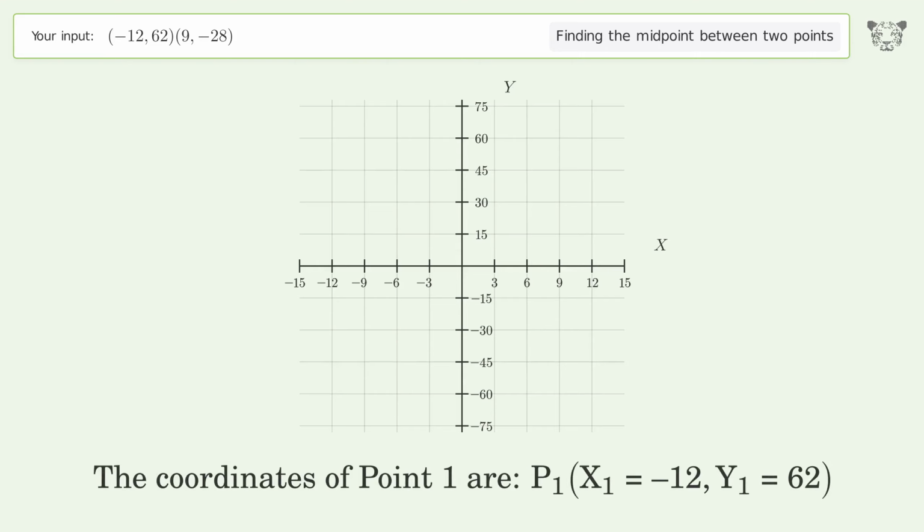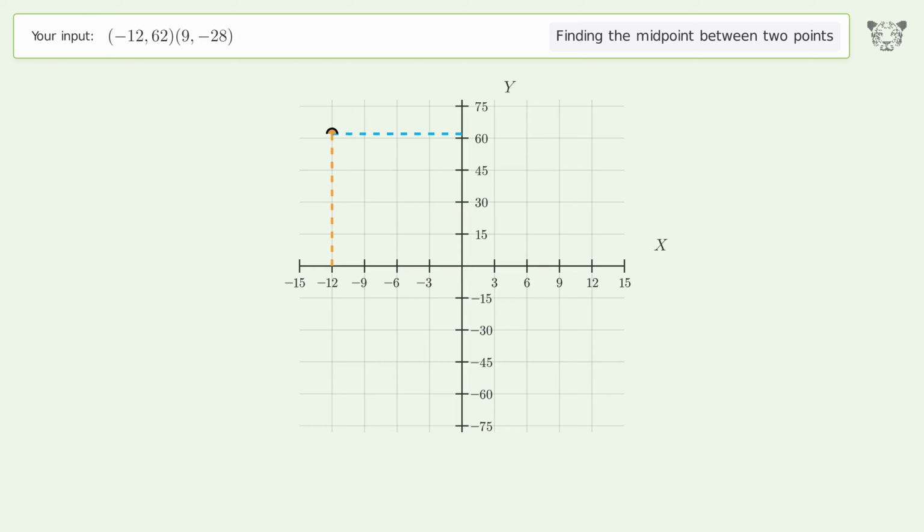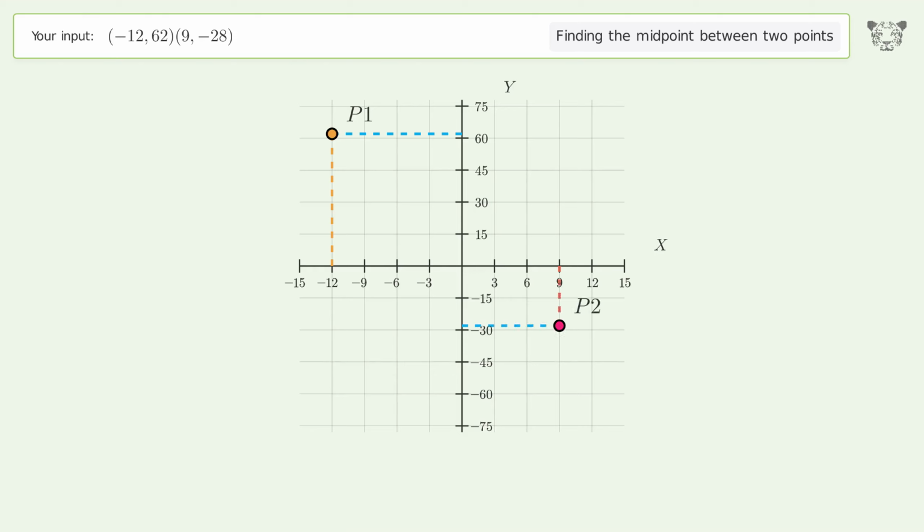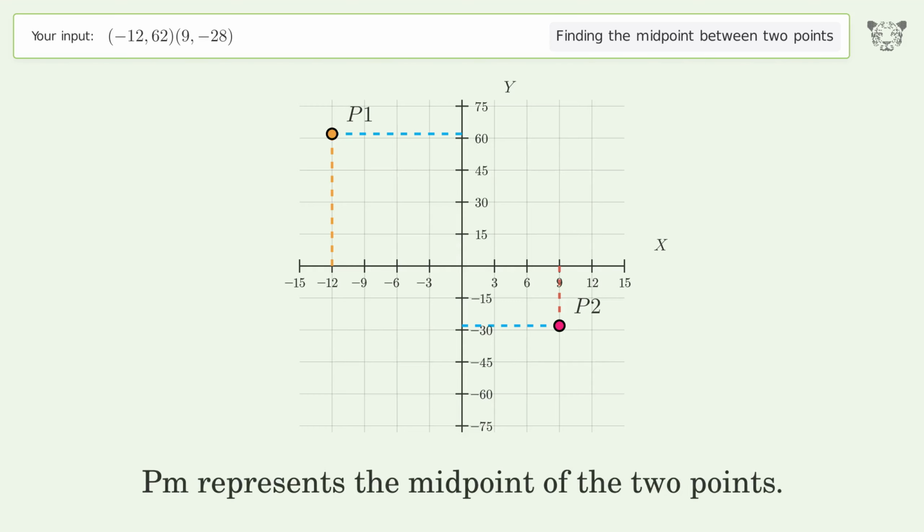The coordinates of point 1 are, x1 equals negative 12, y1 equals 62. The coordinates of point 2 are, x2 equals 9, y2 equals negative 28. PM represents the midpoint of the 2 points.